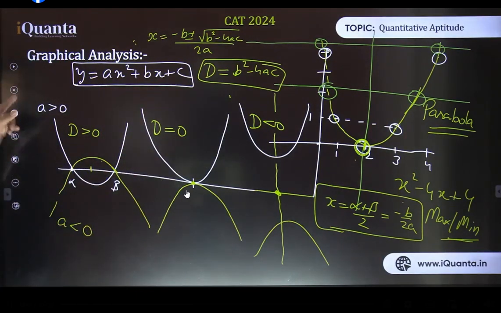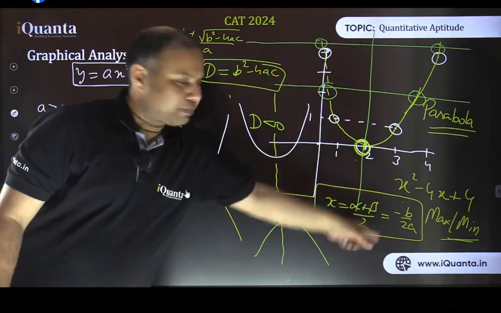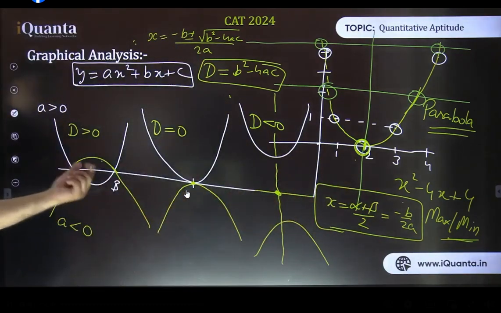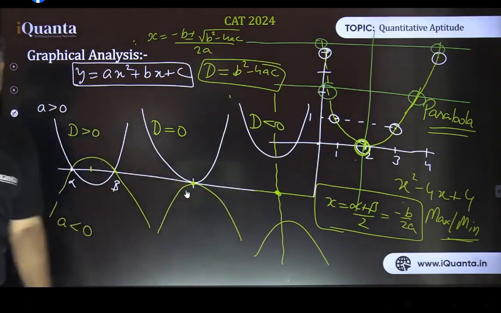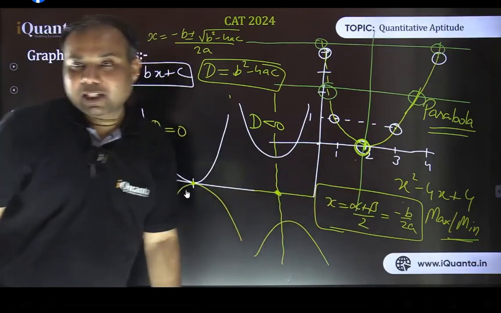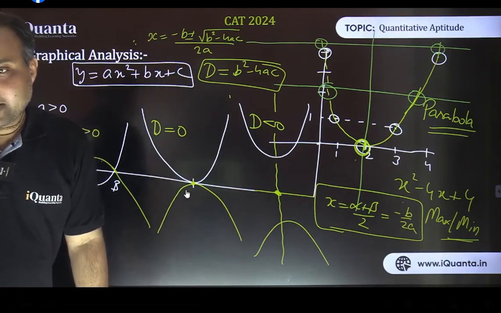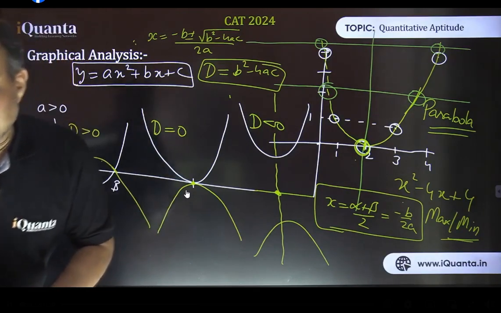So when a is positive, it's an upward parabola, which means it is going to have its minimum value at x equals minus b by 2a, or between the roots basically, right? At the midpoint of the roots. And the second case, when a is negative, it is going to be a downward parabola, which is going to have a fixed maximum value, and that maximum value is again going to be at x equals minus b by 2a. Fine. Okay, so we are going to apply all these learnings so far in questions now. Okay, let's move further.